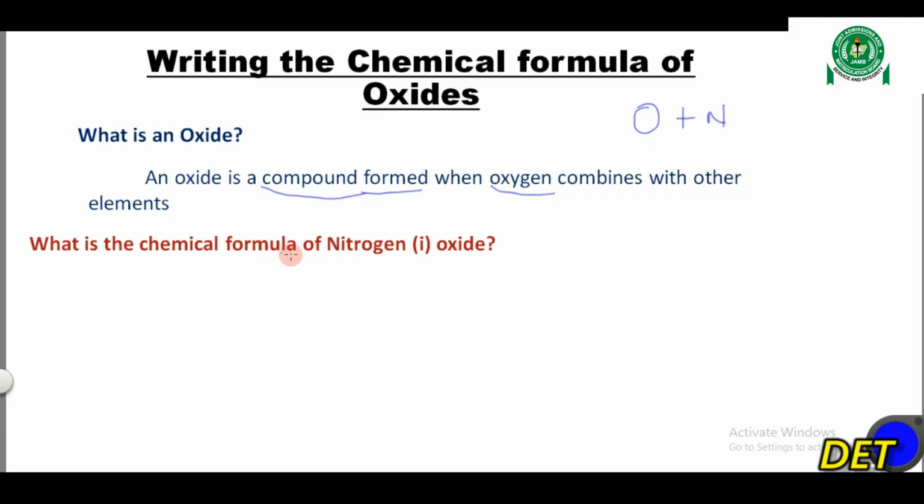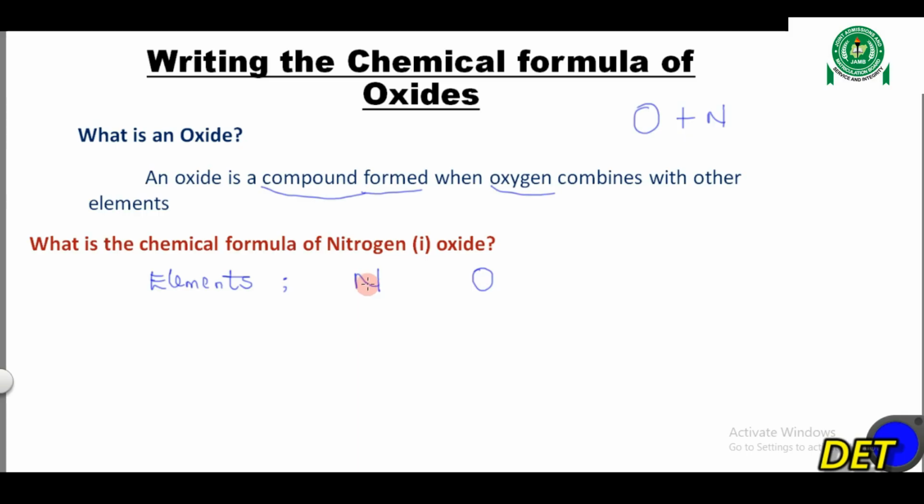So what is the chemical formula of nitrogen 1 oxide? When you hear the name of the compound nitrogen 1 oxide, what comes to your mind is that the elements are nitrogen and oxygen, right? So first of all, you want to write out the elements that you hear. The compound is nitrogen 1 oxide, so the elements are nitrogen and oxygen. Oxide represents oxygen.